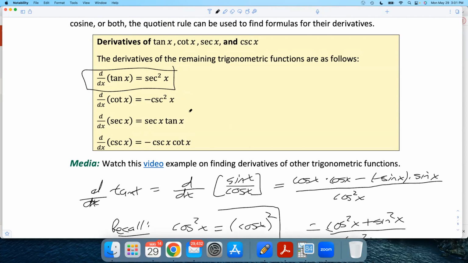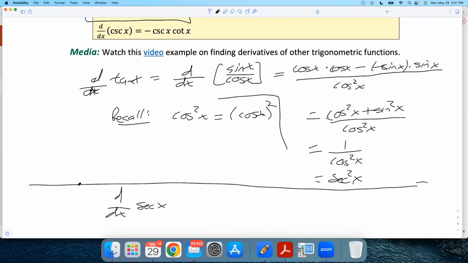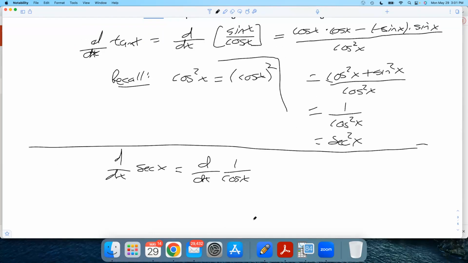Okay, for fun, we'll do this one too. So the derivative with respect to x of secant of x, I would think of this as 1 over cosine. And then I could, exactly like I did above, do quotient rule on this, but I would rather do power rule. I would think of this as the derivative with respect to x of cosine of x to the -1 power. Not inverse cosine.